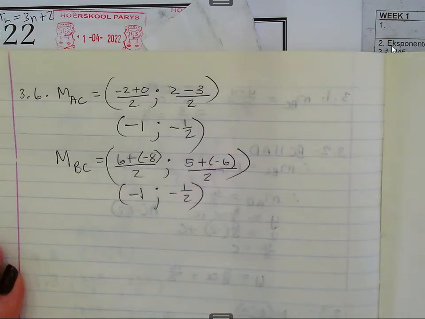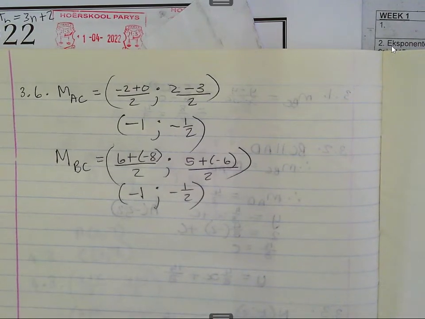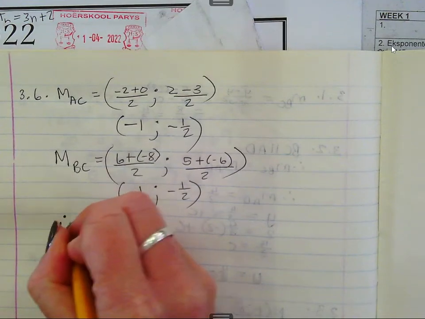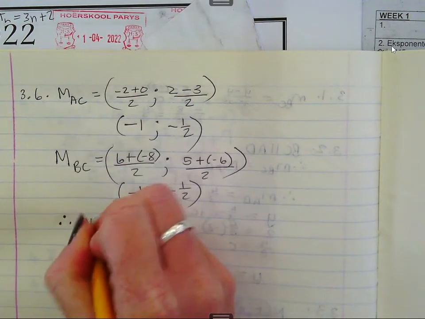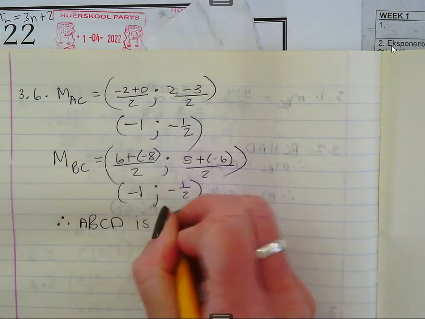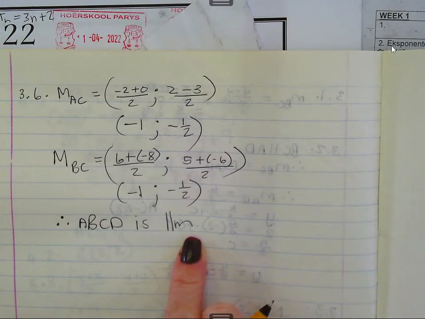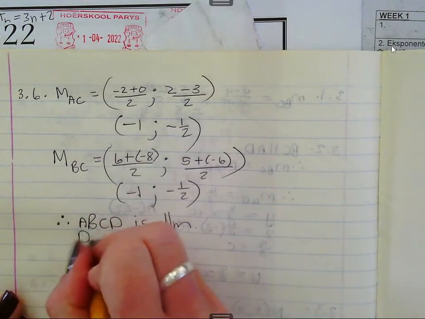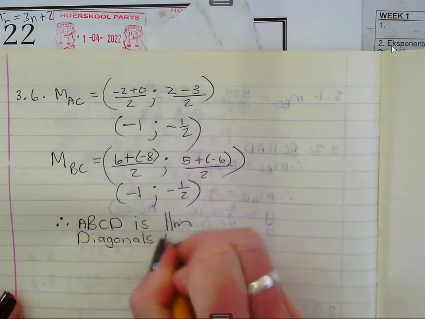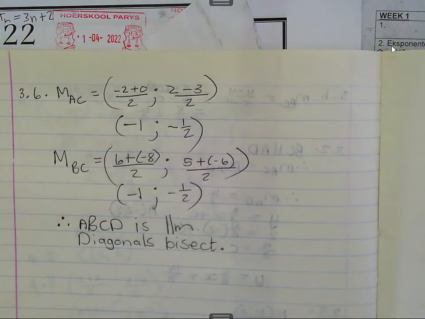But now, very important, now you have to answer the question. Okay, so I've done the maths, now I answer the question. So you say thus, ABCD is a parallelogram. That's how we abbreviate parallelogram. Why can we say that? Diagonals bisect. Done.